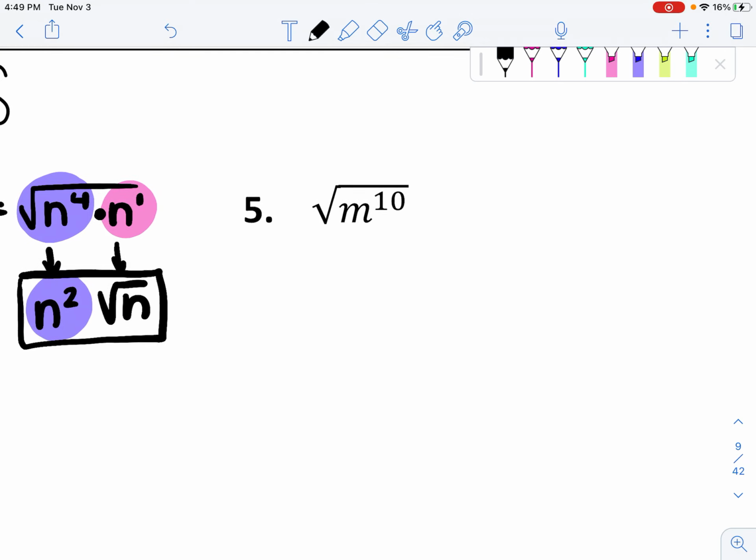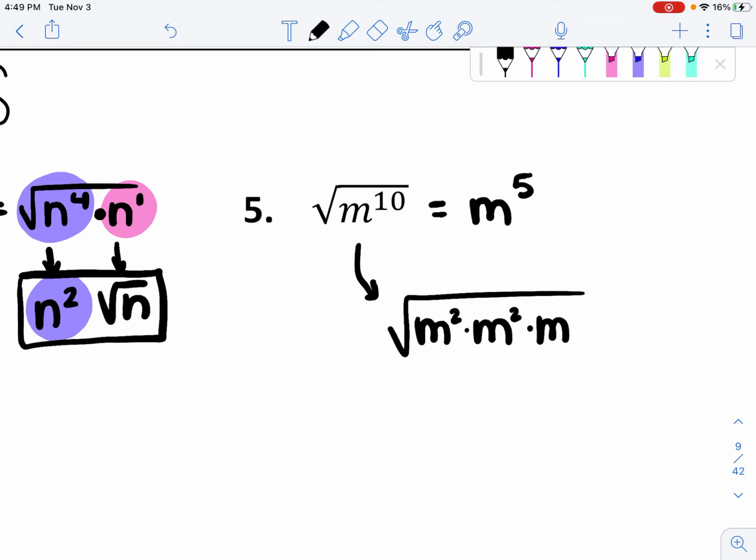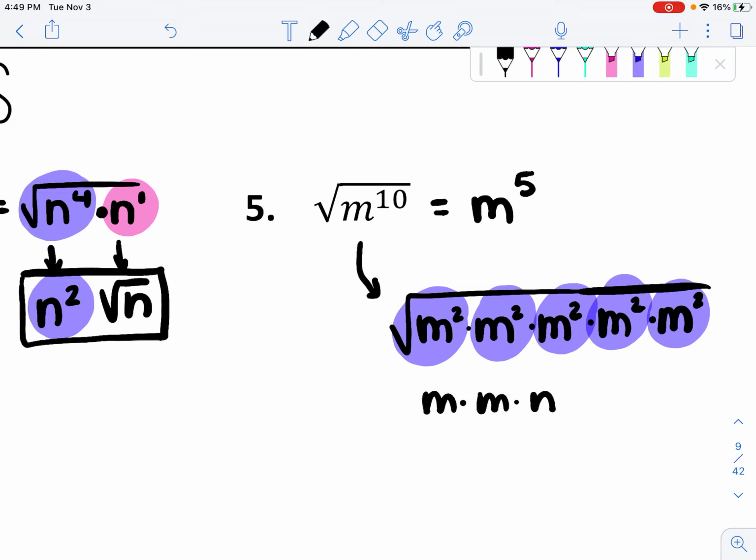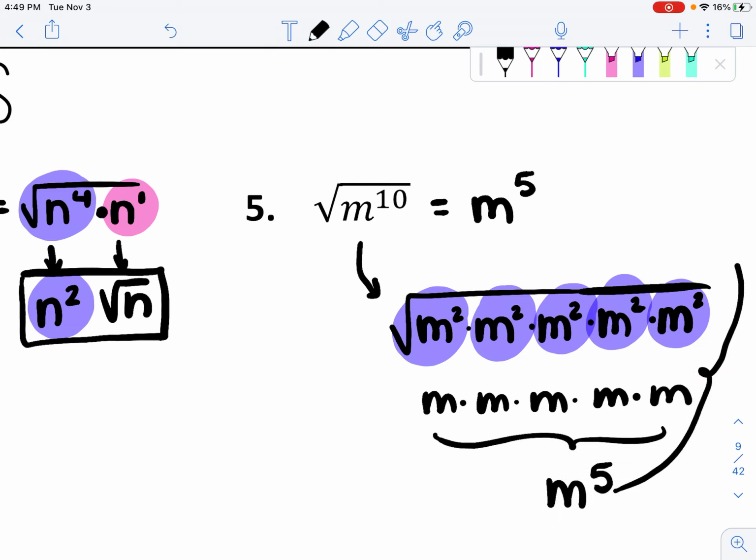And number 5, m to the 10th power. I'm telling you now that equals m to the 5th, but I'll show you why. I could rewrite this as m squared times m squared times m squared times m squared times m squared, because those all add up to 10. And each of these separately can be square rooted because they all have an exponent of 2. So they each come out as an m. And if I've got 5 of them all coming out as their own m, altogether that gives me m to the 5th, which is what we got up here.